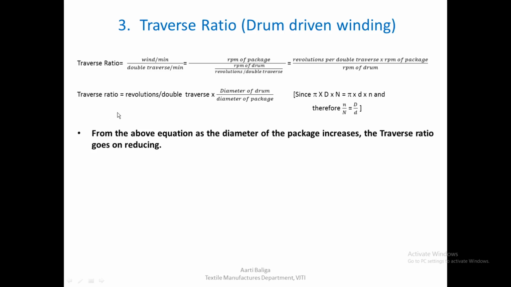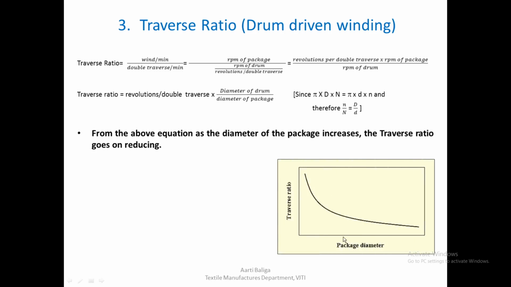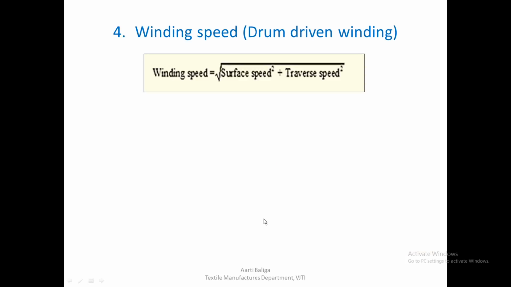So we have seen one more parameter related with traverse ratio in case of a drum driven winder, and we see that the traverse ratio goes on reducing. And this would be how it could be expressed in the form of a graph, where we see as the package diameter on the x-axis goes on increasing, the traverse ratio will go on reducing. So having seen two parameters mainly, that is my angle of wind and the traverse ratio, let us see how it affects the winding speed in case of a drum driven winder.